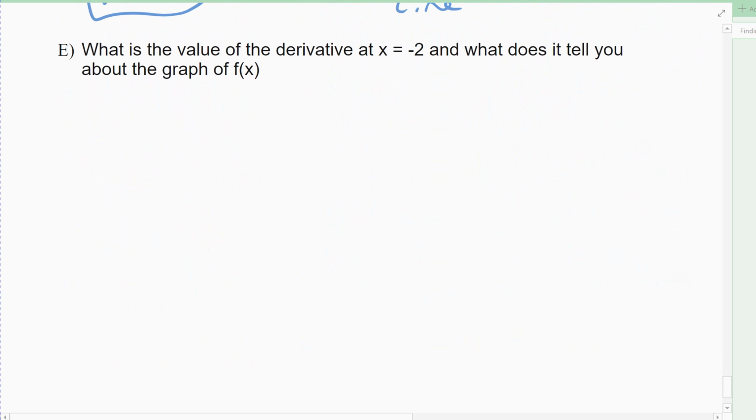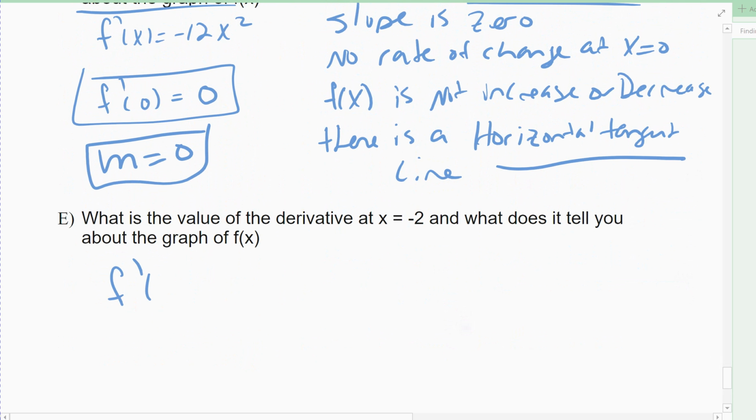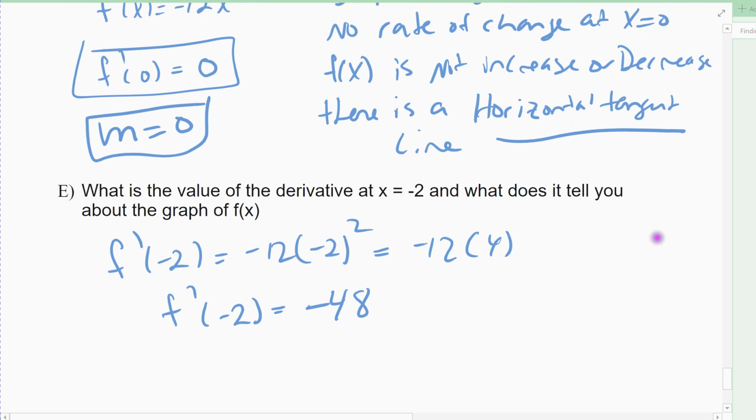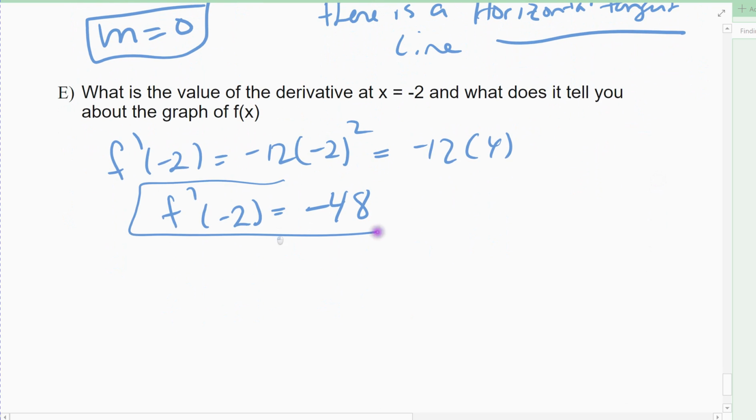All right, the last one. Find the value of the derivative at -2. So the derivative at -2: -12 times (-2) squared, -12 times 4, and so the derivative at -2 comes out -48, which is a really, really big negative number. All right, so what does this tell you? The derivative at -2 is -48.